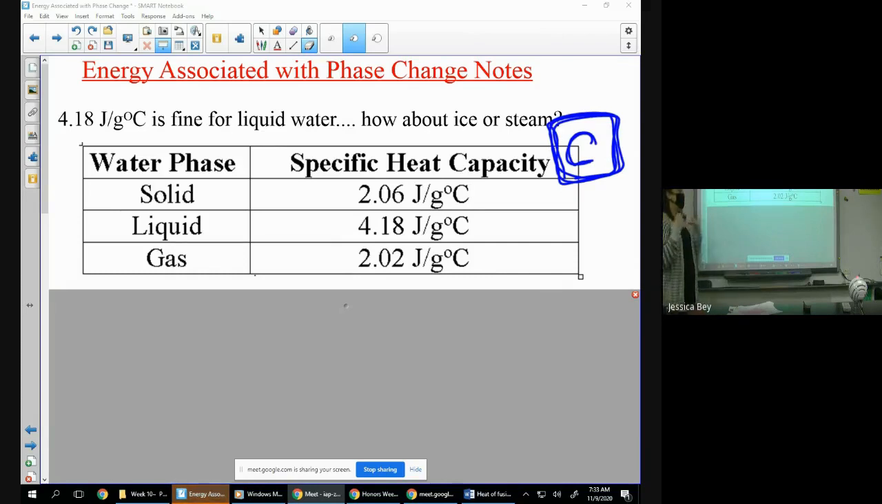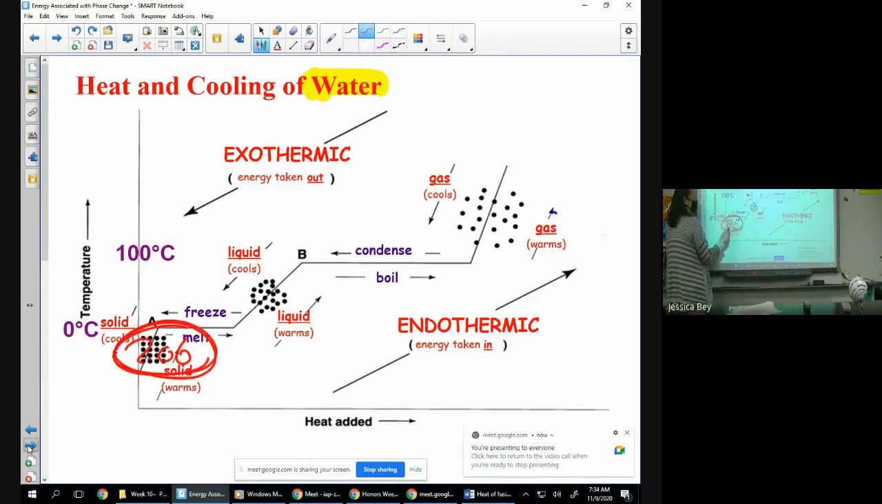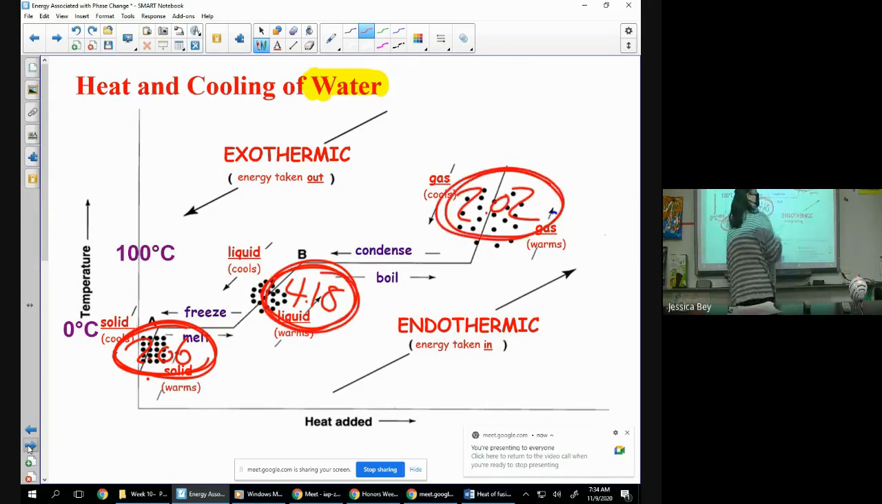So what I want you to think of is 2.06 if I'm ever below zero and I'm trying to warm a solid. If I'm in the liquid, 4.18, if I'm trying to heat or cool liquid water. And 2.02 is my C value if I'm talking about a gas. Okay, easy peasy.